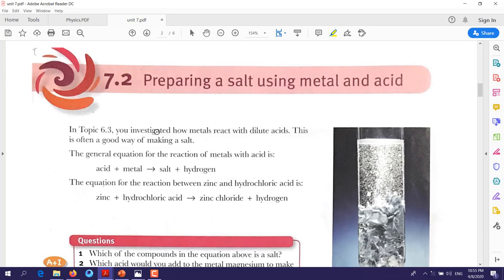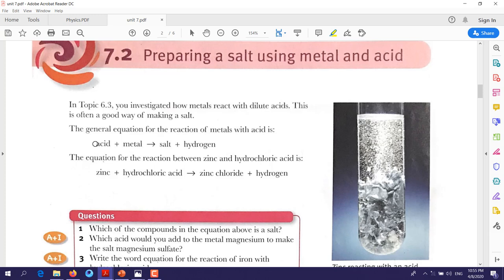Preparing 7.2, preparing a salt using metal and acid. Also here, what do you need to do? You need to memorize this formula. This is the main formula. Just by memorizing and understanding this formula, you can solve all the questions. Acid, as you can see, any kind of acid, plus metal, any metal, will form salt and hydrogen. This word acid, you can use any acid. Metal, you can use any metal.